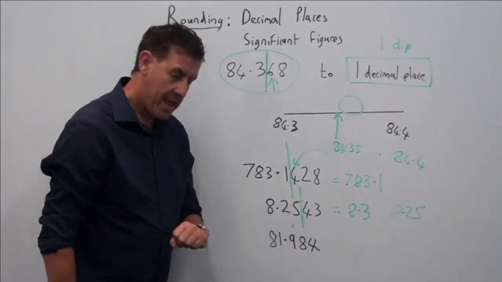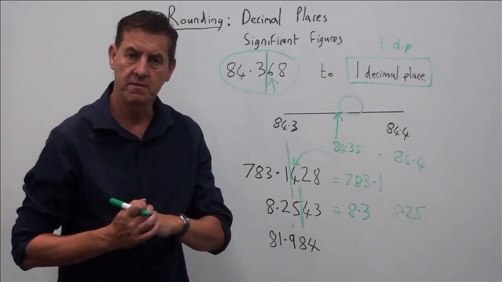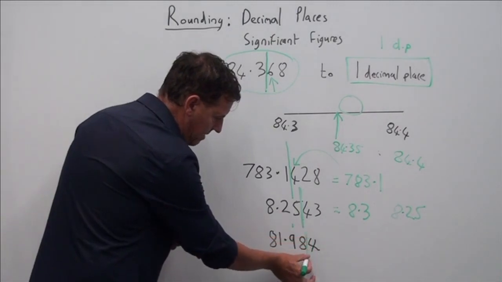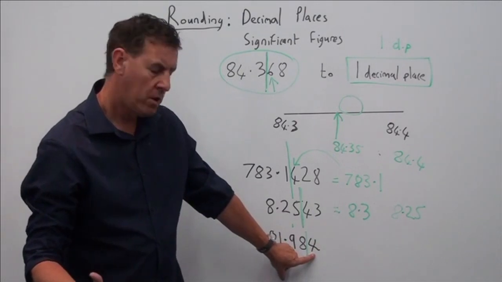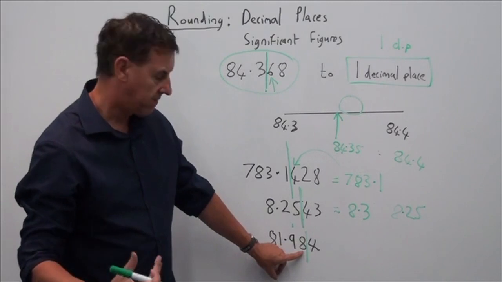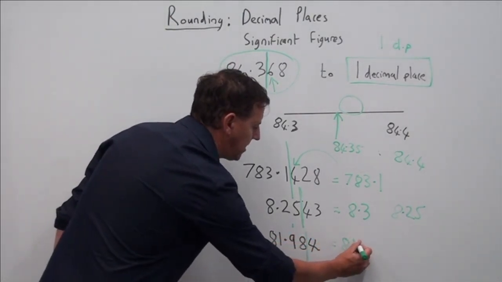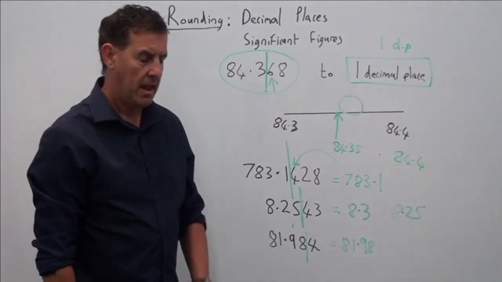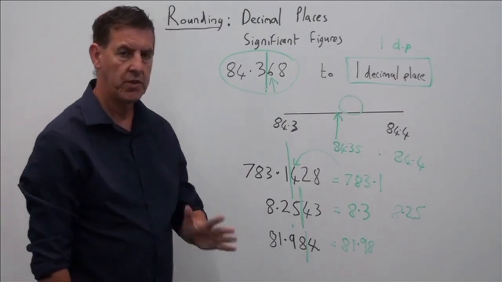Let's look at this last number here. 81.984. Let's do 2 decimal places first. So I'm drawing my line after 2 figures. That's there. I'm looking at the number next to the 8, which is a 4. So when I am rounding, I don't need to change that digit because it's less than 5. So to 2 decimal places, that would be 81.98.